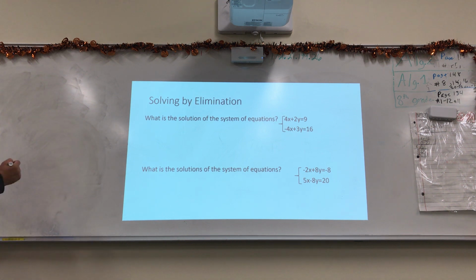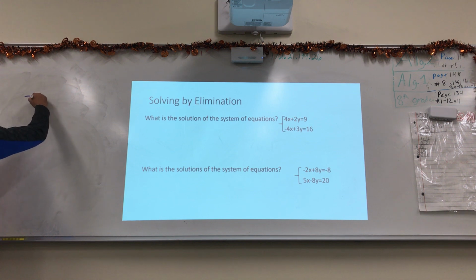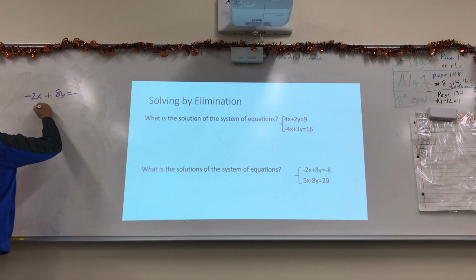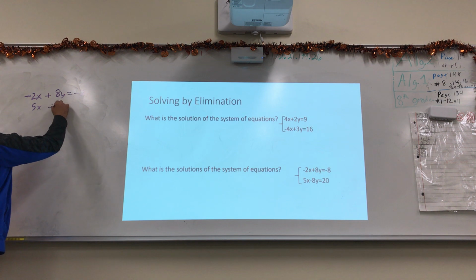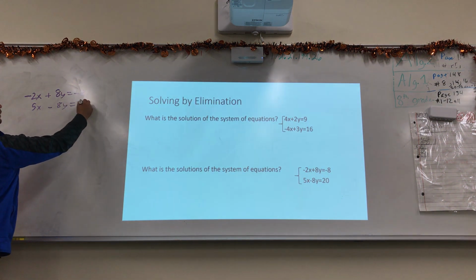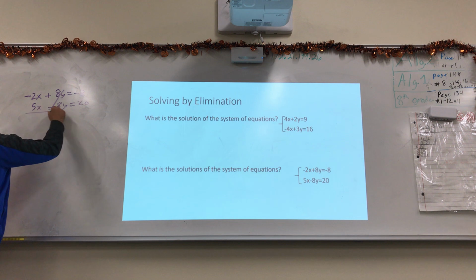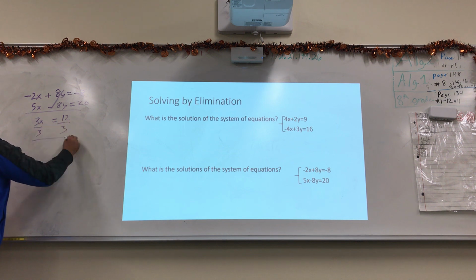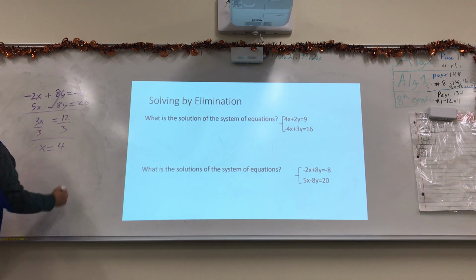Now we have this next one where we have negative 2x plus 8y equals negative 8. You have 5x minus 8y equals 20. Okay, that is going to be gone. This is 3x equals 12. Divide by 3, divide by 3, x equals 4.